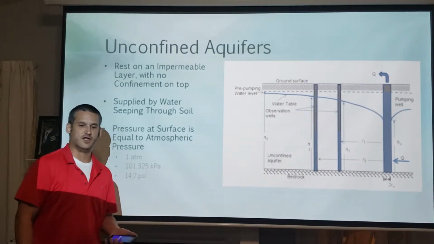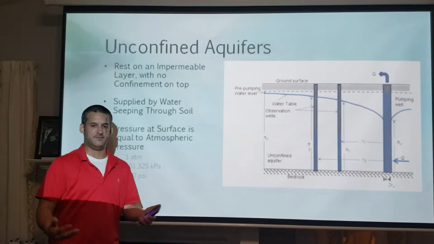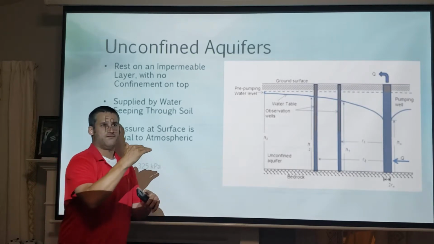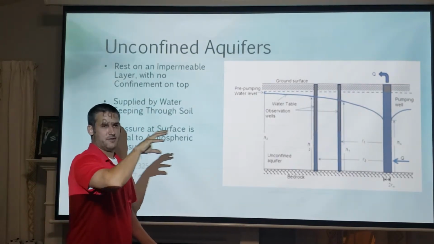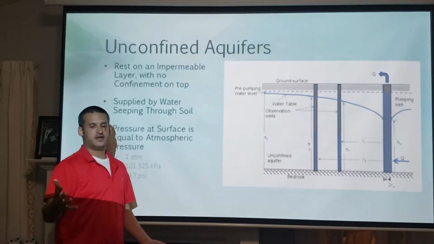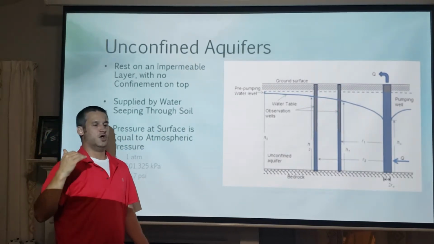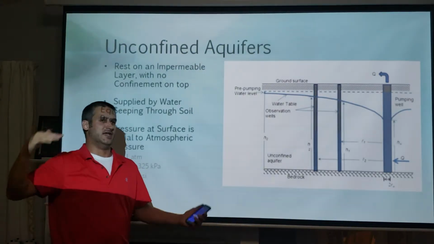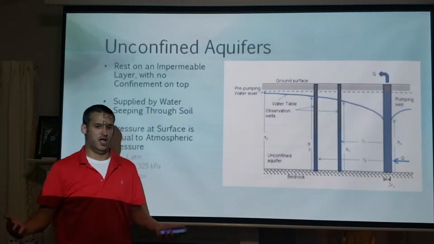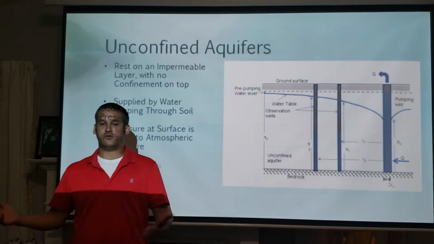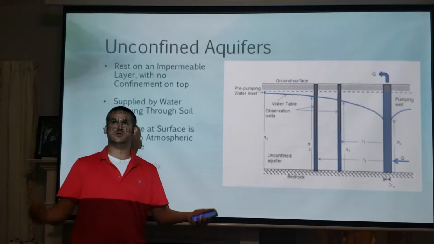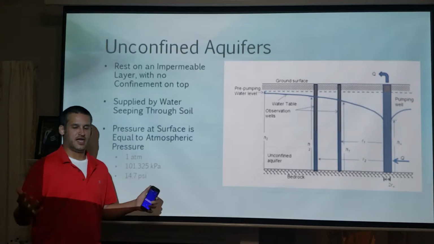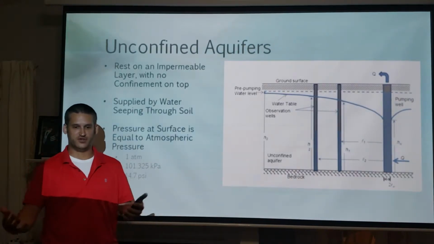That's how these aquifers are formed and how they keep their supply, and how the confined aquifer had a top and a bottom causing pressure. The unconfined doesn't have that top pressure, so basically the top of the piezometric surface is going to be at atmospheric pressure, equal to 1 atm, equal to 101.325 kilopascals, equal to 14.7 pounds per square inch. Just kind of depends on if you're working with metric or what you're working with there.